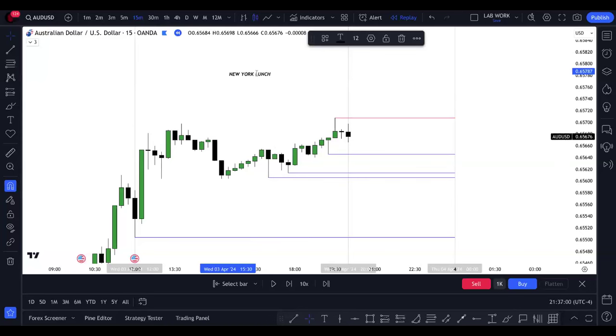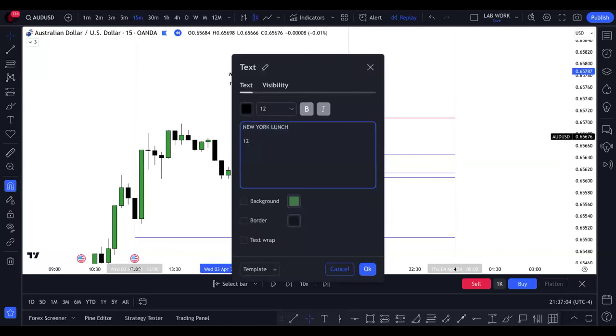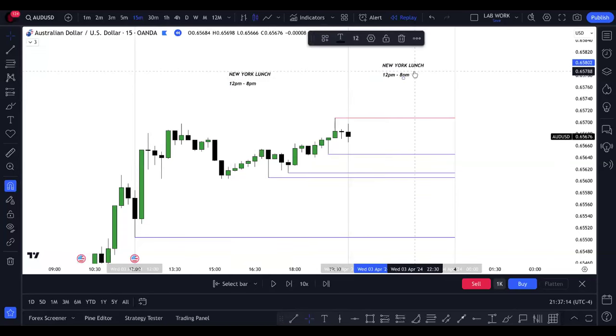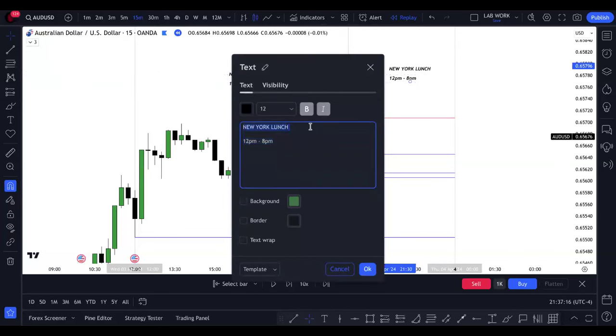And this is from 12 p.m. This is 12 p.m. So this is the afternoon now. It's not the morning anymore in New York. It's the afternoon at this point. And this is all the way to 8 p.m., going into the afternoon and then going into the night. And then we got our Asian kill zone. Just call it Asian Open or whatever. And then we got this going to midnight, New York Eastern time.